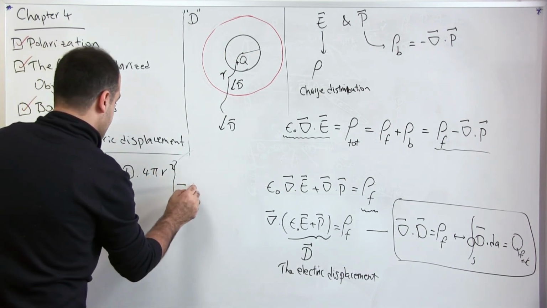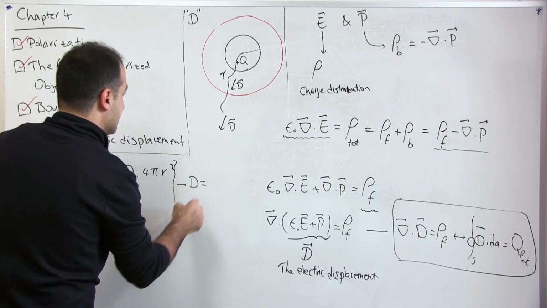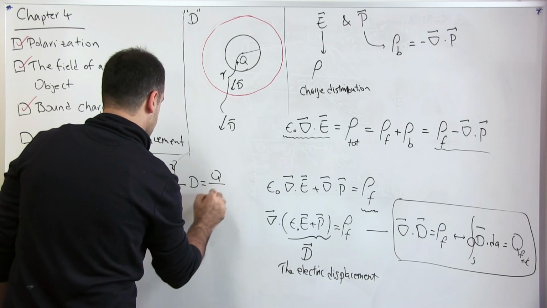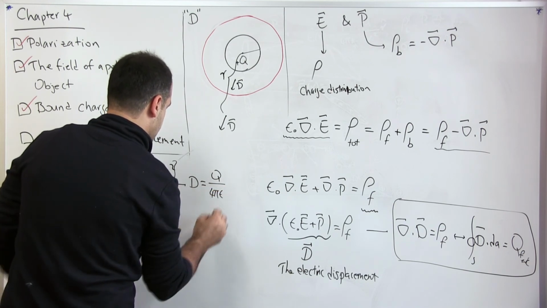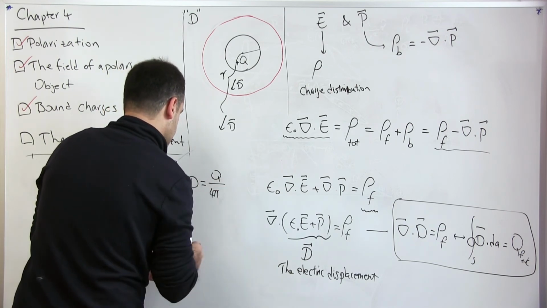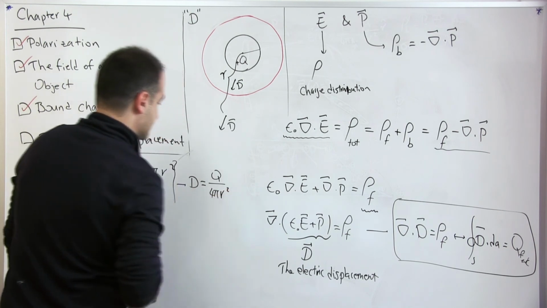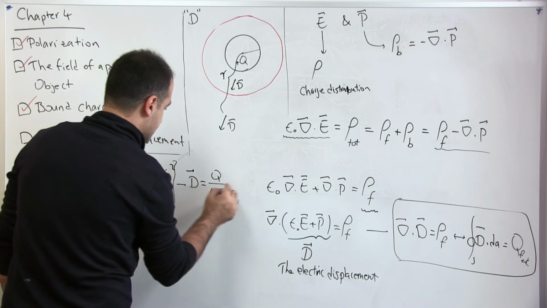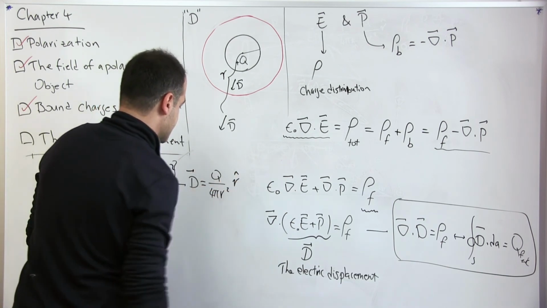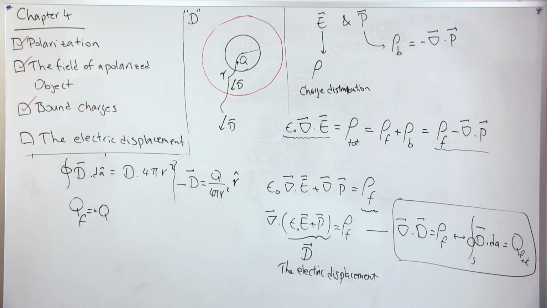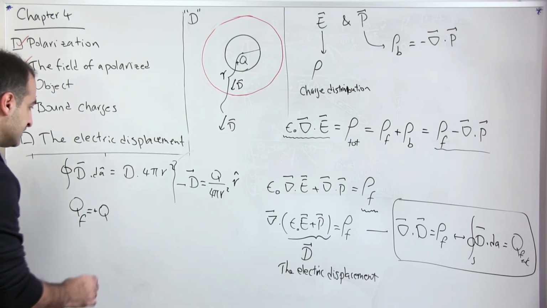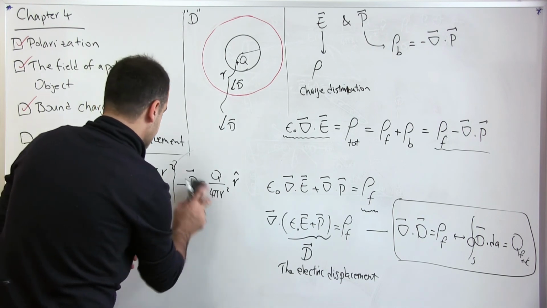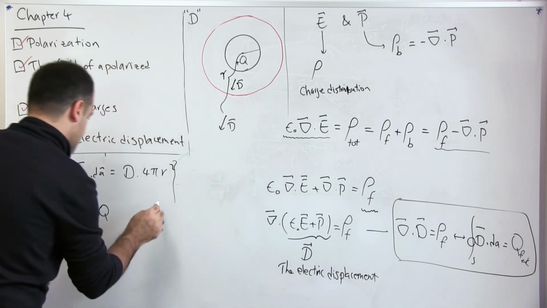Combining these two, we can say D, in the r hat direction, is going to be Q divided by 4 pi r squared. In terms of the vector, D is this times r hat. All right, so let me rewrite what D is here, because I need to do a couple more lines with that.